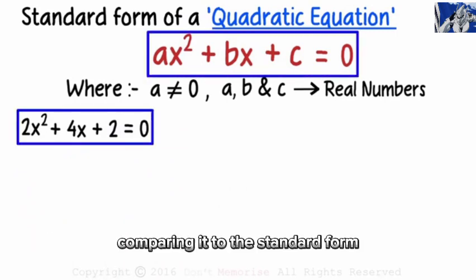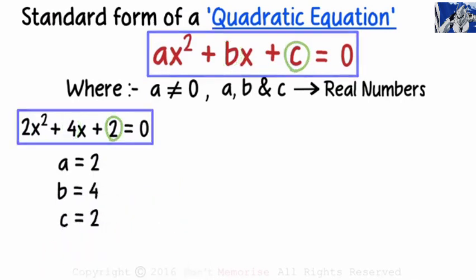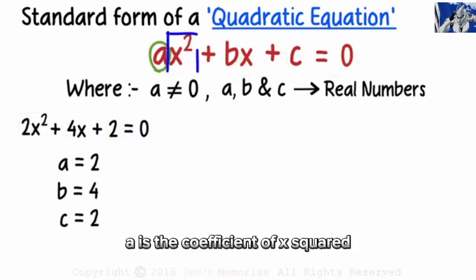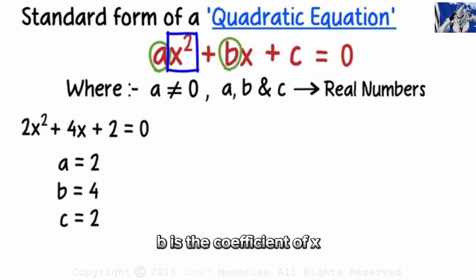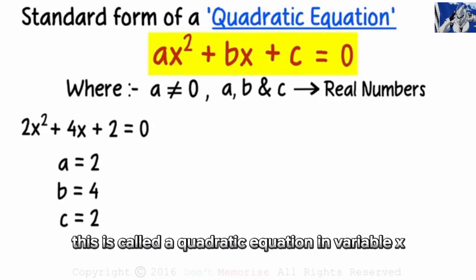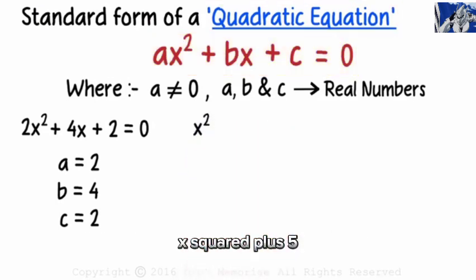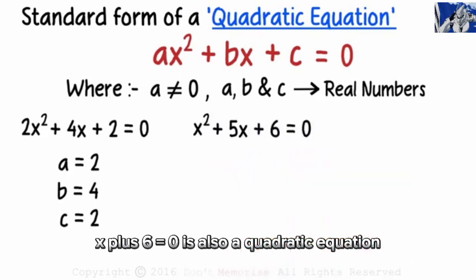Comparing it to the standard form, we get a as 2, b as 4, c as 2. a is the coefficient of x squared, b is the coefficient of x, and c is the constant. This is called a quadratic equation in variable x. x squared plus 5x plus 6 equals 0 is also a quadratic equation.